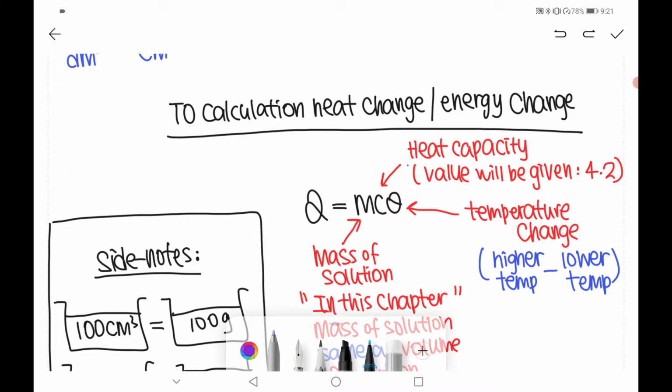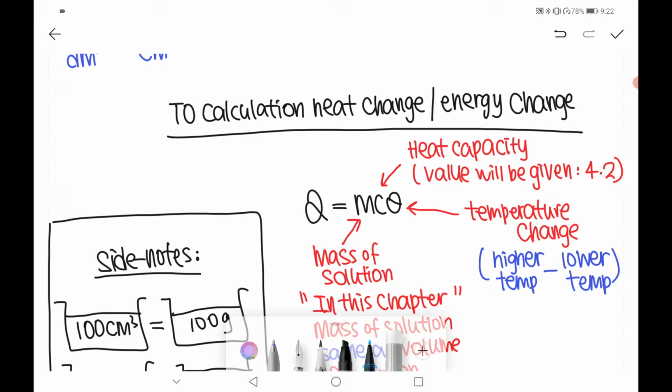c is heat capacity. The value will be given. In the exam, they will give you the value for the heat capacity. Normally in SPM they will give you 4.2. Most of the time they give you 4.2, sometimes they give you 4.18. Do you need to memorize? No need. It depends on what the question gives you. If the question gives you 4.18, you use 4.18. If the question gives you 4.2, you use 4.2.